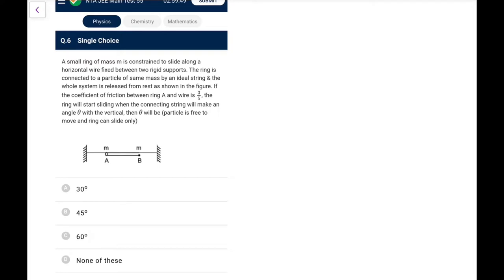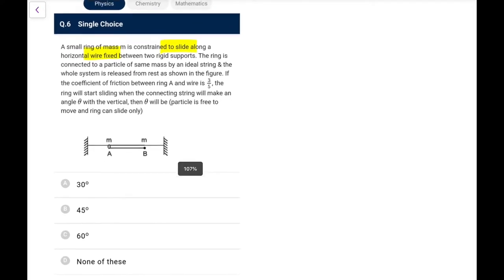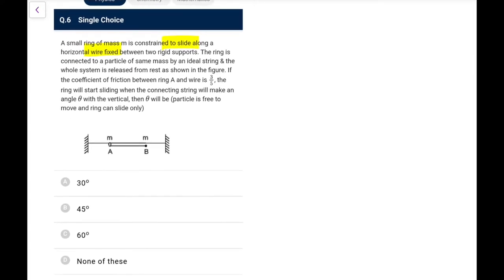A small ring of mass M is constrained to slide along a horizontal wire fixed between two rigid supports. The ring is connected to a particle of the same mass by an ideal string. The whole system is released from rest as shown in the figure. If the friction coefficient between ring and wire is 3 by 5, the ring will start sliding when the connecting string makes an angle theta with the vertical. Then the value of theta will be? The particle is free to move and the ring can slide only, it is being clearly mentioned. So first of all, let me have it like this.